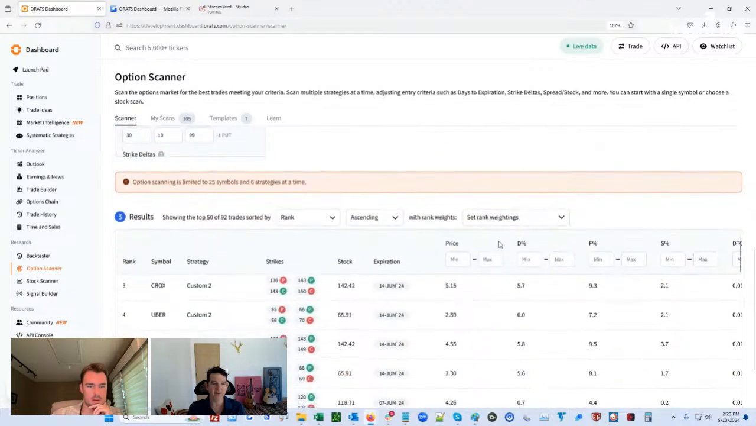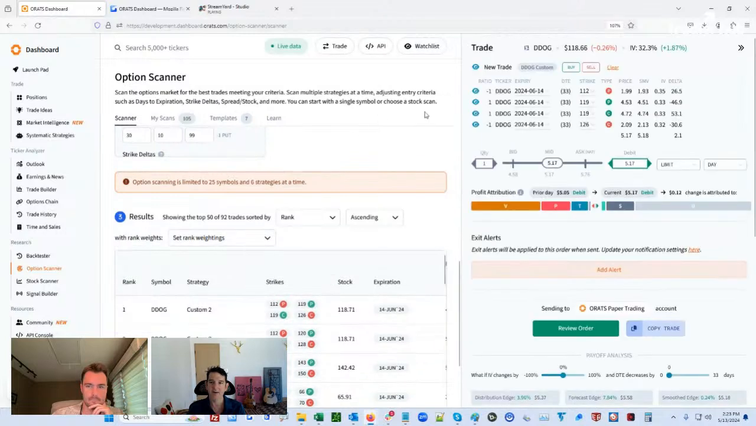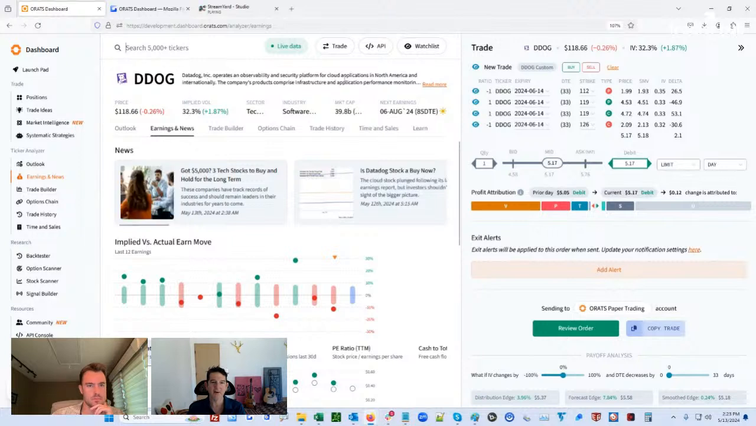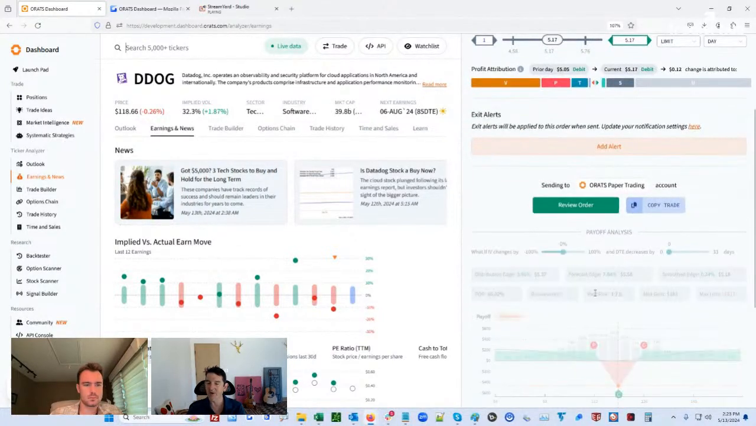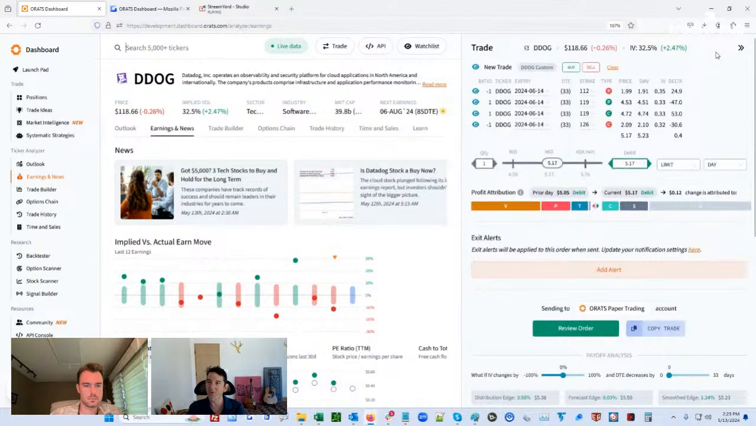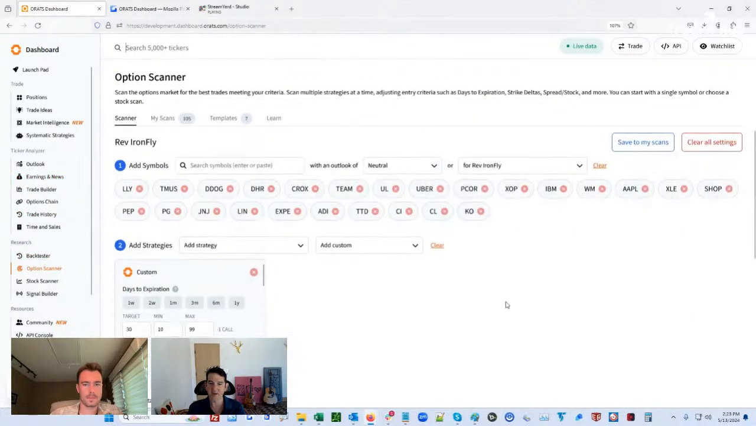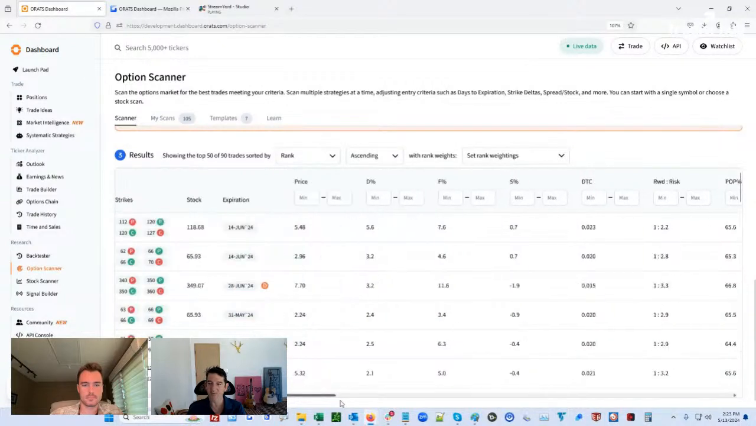So now we got D-Dog. And then let's look at D-Dog. Datadog. And their next earnings is in August, so this is before. This is 517. So we could look. We also might want to look at that reward to risk ratio too. Let's go look at that. I didn't set that, but let's take a look at the reward to risk and what we're getting from some of these stocks.